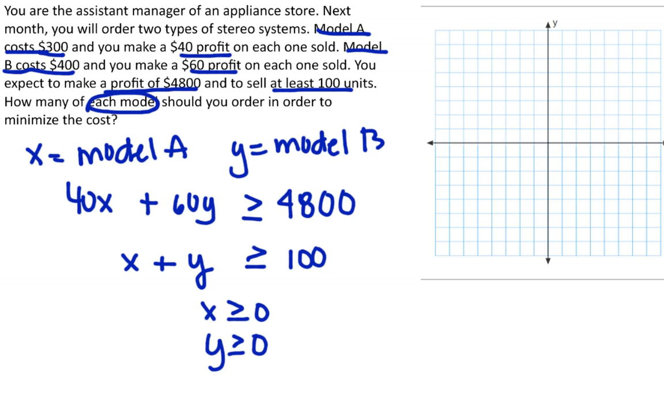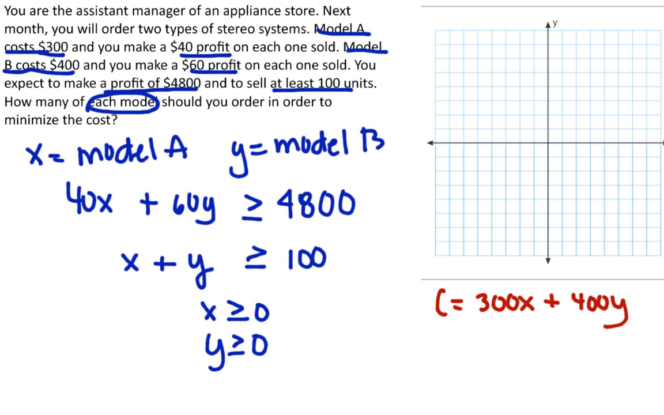I want to minimize cost, so we're going to use C equals, let's see, A cost us $300, so 300x for all the A's. And B costs 400, so it's going to be 400y for all the B's.